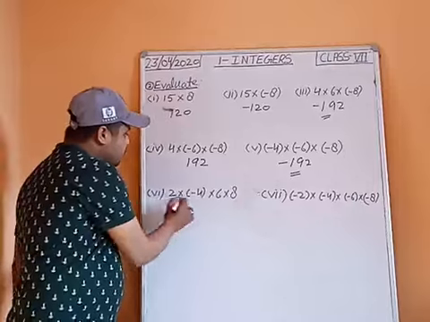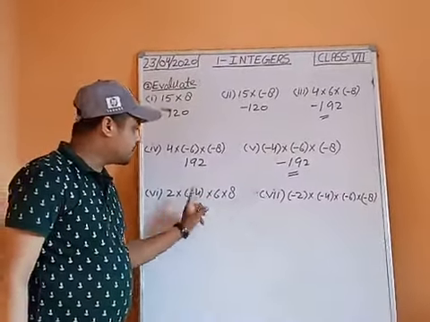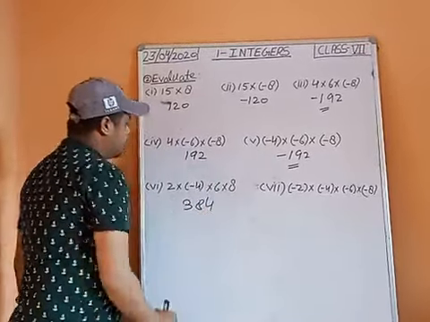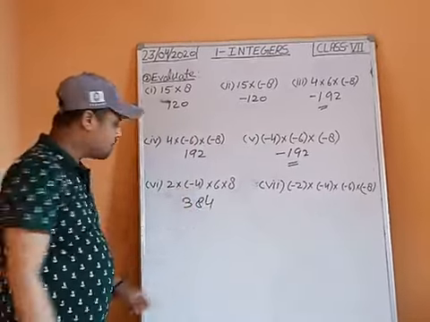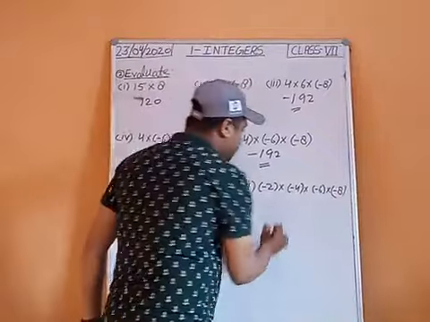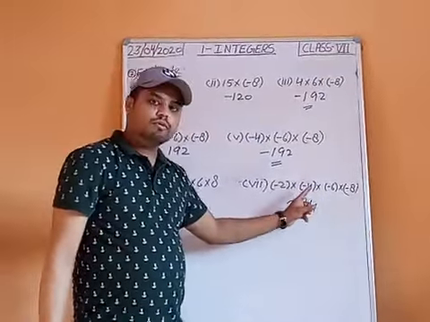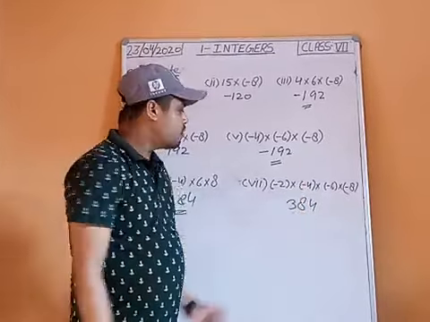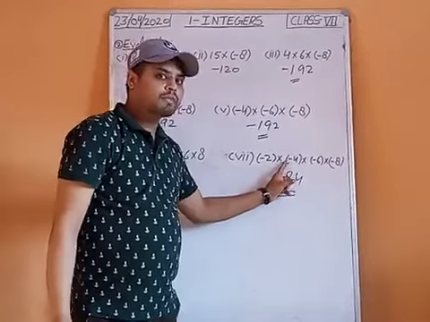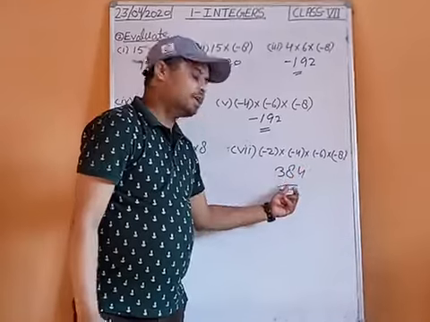Next. 2 4s are 8, 8 6s are 48, 48 8s are 384. And how many times minus? One time. That is odd. So minus 384. The same numbers are here for multiplication. So 384. How many times minus? 4 times. That is even. So positive 384. Or we can do minus minus plus, plus minus minus, minus minus plus 384.